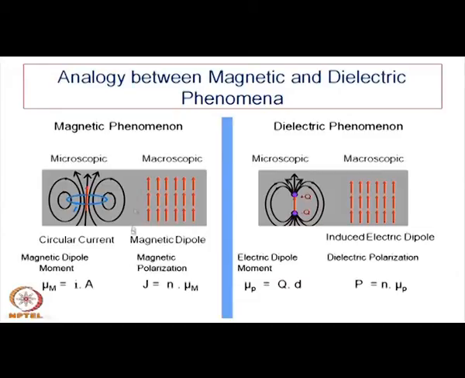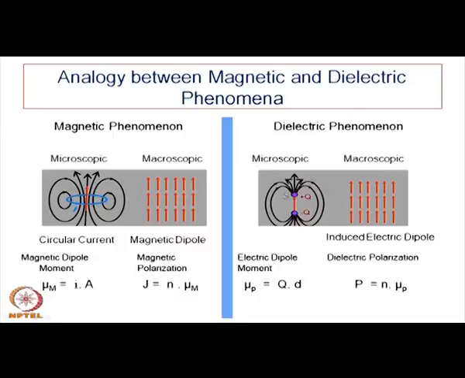Okay. So, that is the origin of the magnetism from the material itself. The relationship here, magnetic dipole moment, is mu m equal to I, the current flowing through that, and A is the area of the circular path. Okay. And magnetic polarization J equal to N into mu m is the magnetic dipole moment multiplied by the number of dipoles present.